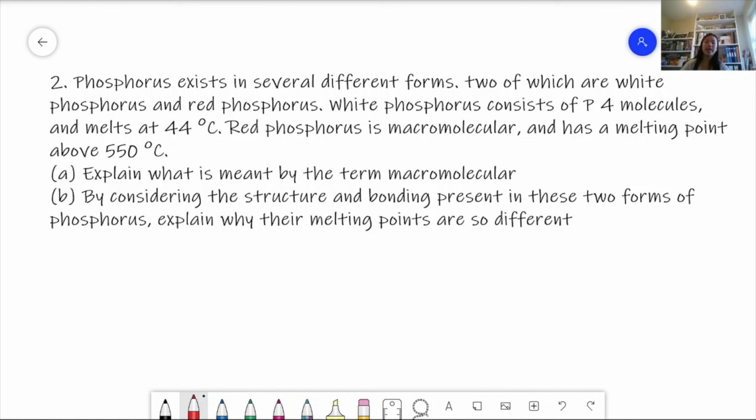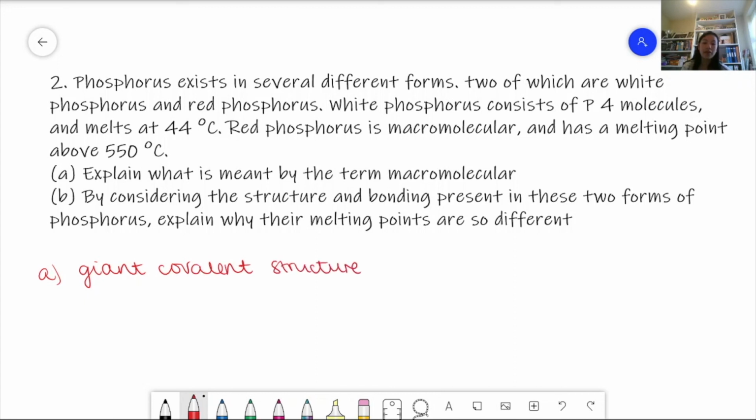So number 2 is a pretty standard question for covalent bonding. So it asks about 2 forms of phosphorus, and white phosphorus consists of P4 molecules and melts at 44 degrees Celsius. And red phosphorus is macromolecular and has a melting point above 550 degrees Celsius. Explain what is meant by the term macromolecular. So macromolecular just means that it's a giant structure. So for A, you just need to say that it's a giant covalent structure.